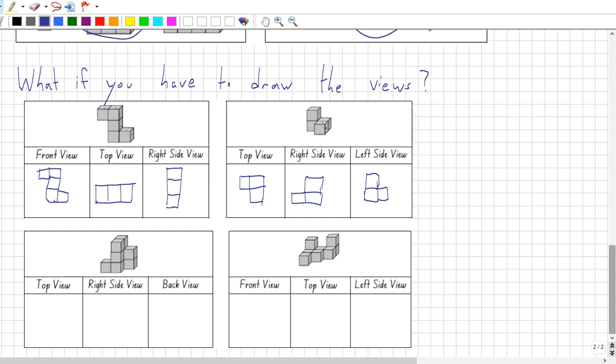Again, these last 2 I'll leave for you. You can pause the video and try to draw them yourself. And then maybe you can email me if you want to know exactly what they should look like. So hopefully that helps with this section.